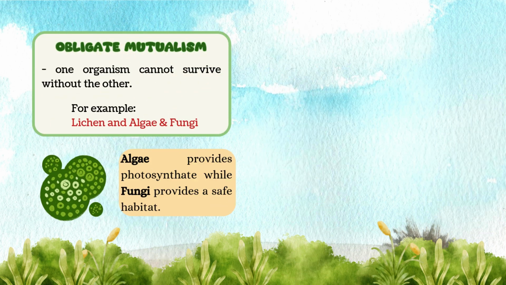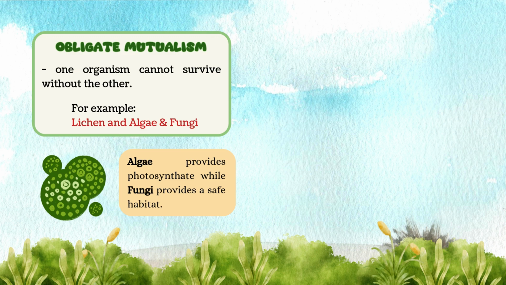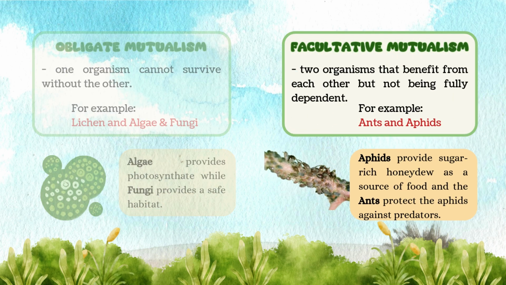First is obligate mutualism, in which one organism cannot survive without the other for food. For example, lichen, algae, and fungi. Algae provide photosynthate, while fungi provide a safe habitat. Next is facultative mutualism, in which two organisms benefit from each other but are not fully dependent. For example, ants and aphids. Aphids provide sugar-rich honeydew as a source of food, and the ants protect the aphids against predators.